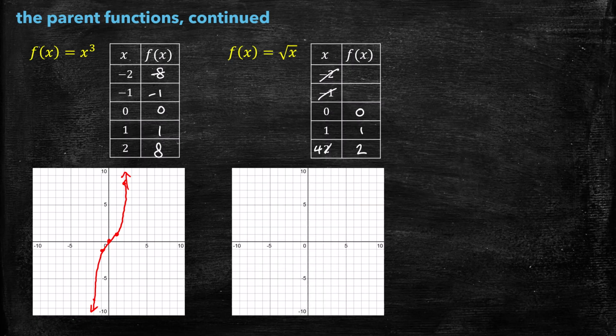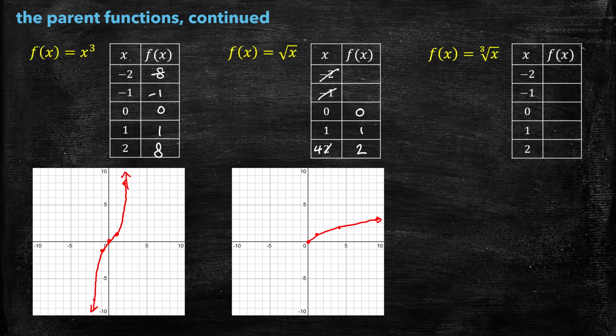And then when we graph that, we have (0, 0), (1, 1), (4, 2), and the next I could do the square root of 9 is 3, just to give me a little more clarity there. And finally, the cube root of x. And I've tried to keep the table the same to show that sometimes you've got to modify it to make it work. The cube root of -2 is a decimal, so I'm going to change that to -8.